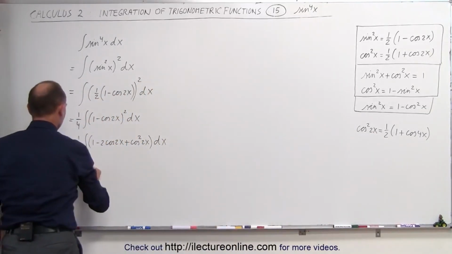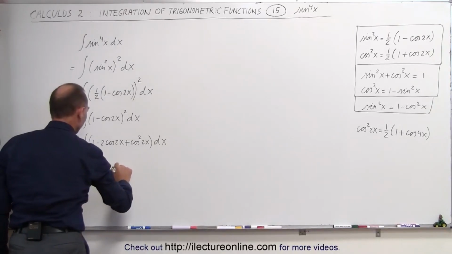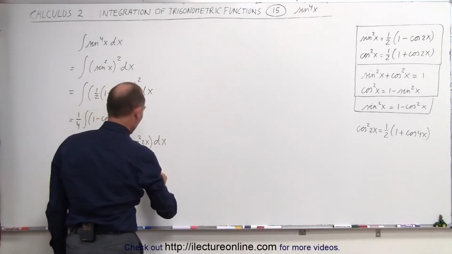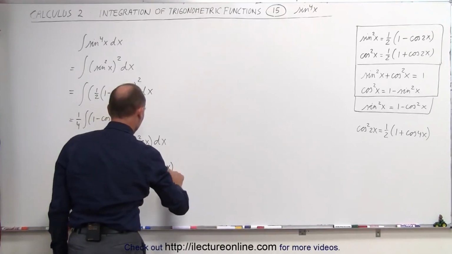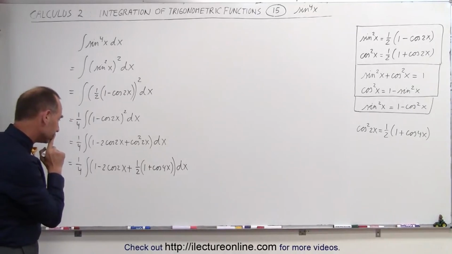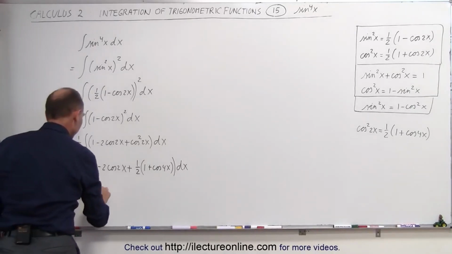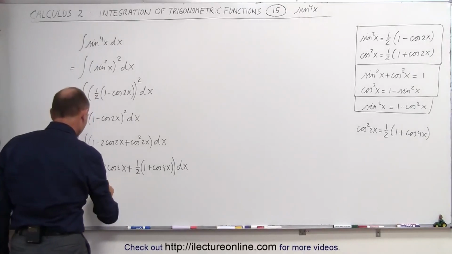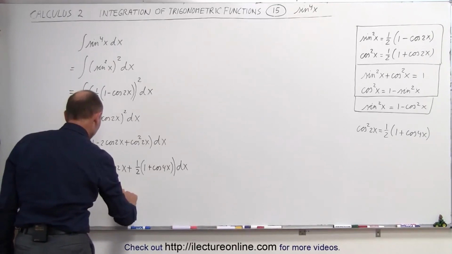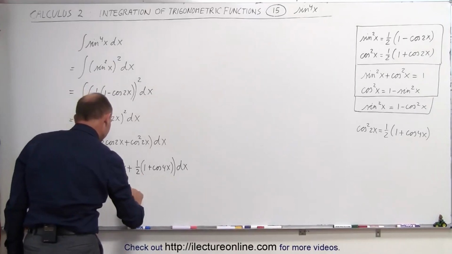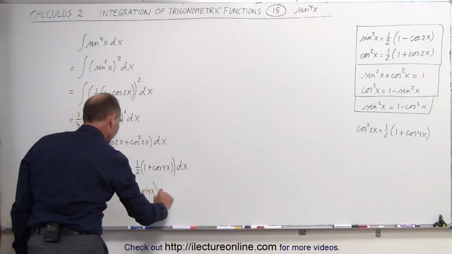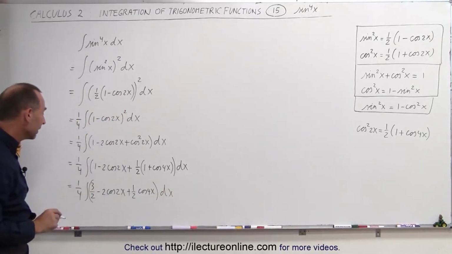This is equal to 1/4 times the integral of 1 minus 2 times the cosine of 2x plus, instead of writing the cosine square of 2x, we write 1/2 times 1 plus the cosine of 4x, and the whole thing times dx. Okay, now we need to simplify this a little bit more. This is equal to 1/4 times the integral of, here we have 1 plus 1/2, that makes it 3/2, minus 2 times the cosine of 2x, plus 1/2 times the cosine of 4x. Put parentheses around that, times dx. And now we're about ready to start integrating this.